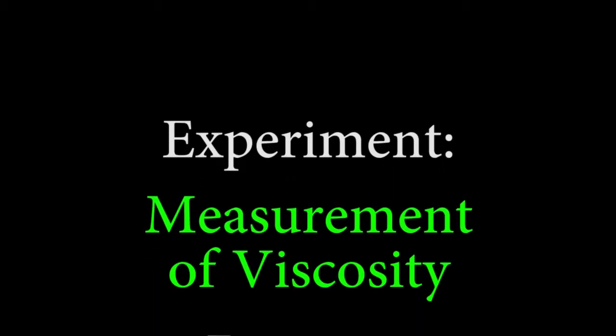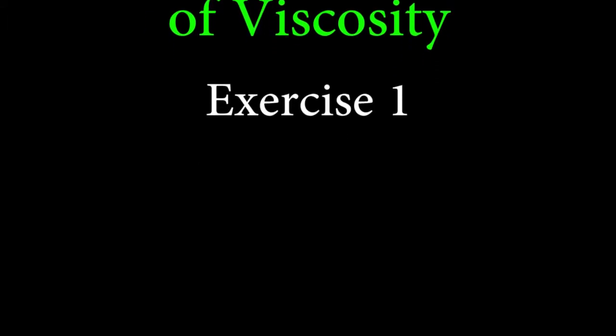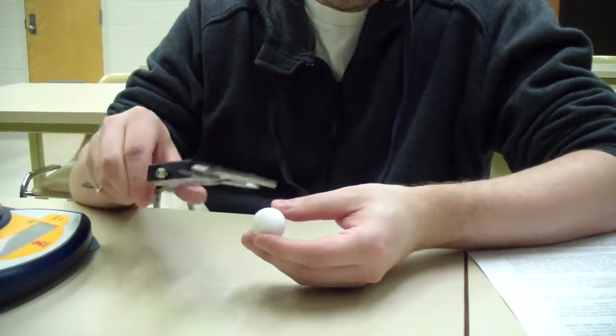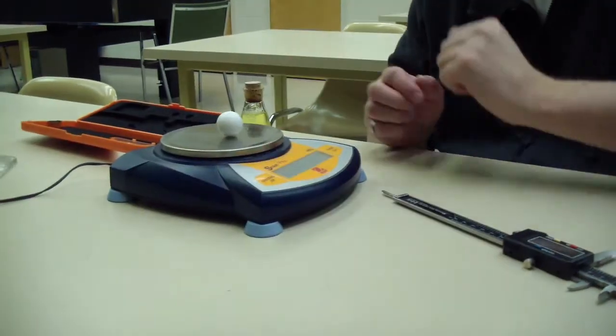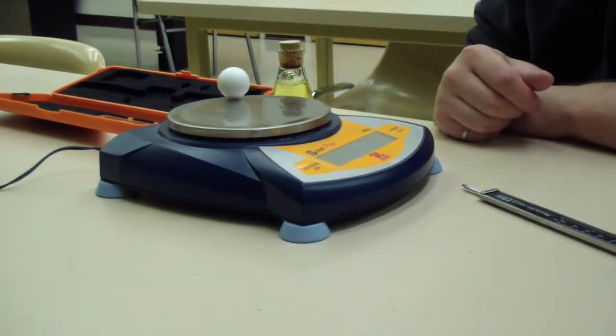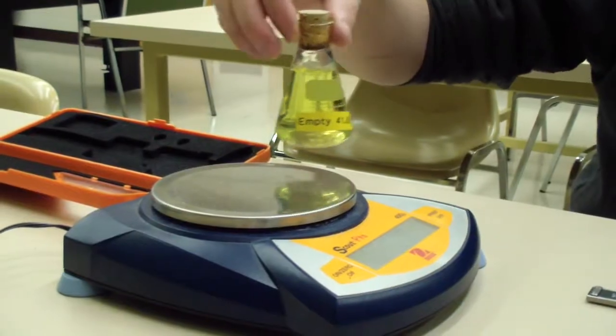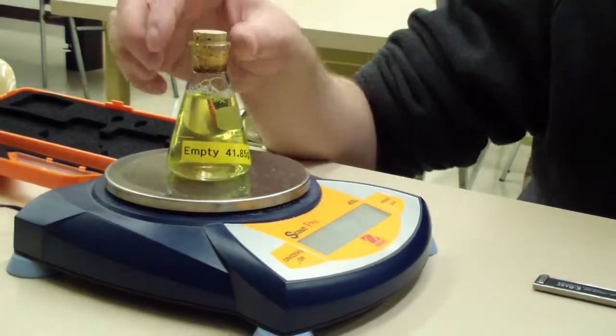In Exercise 1, we'll be measuring the viscosity of an unknown liquid by timing the descent of spheres of known density. We'll begin by measuring the average diameter of each sphere. We will also measure the mass of each sphere so that we can compute density. We will also measure the mass of a known volume of an unknown liquid to determine its density.